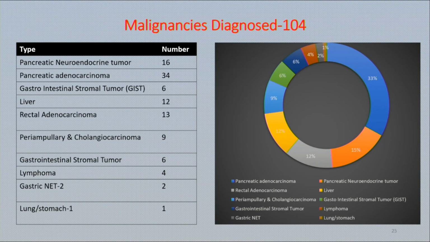We diagnosed 104 malignancies amongst patients, and the lion's share of these malignancies were pancreatic tumors, which constitute about 1/3 of these patients. The pancreatic neuroendocrine tumors were seen in 16% of the patients, so almost 50% of patients had pancreatic malignancies, and the rest of the patients were as shown in this chart.